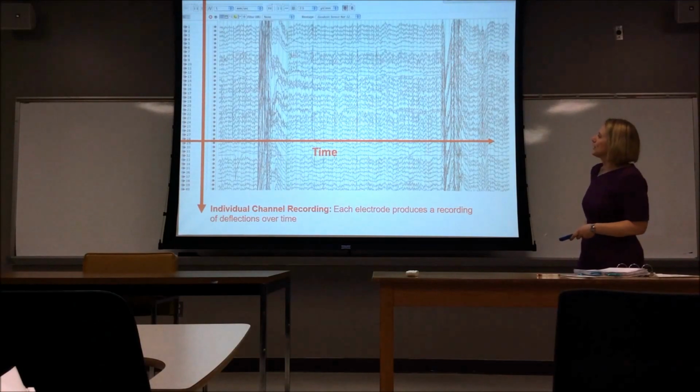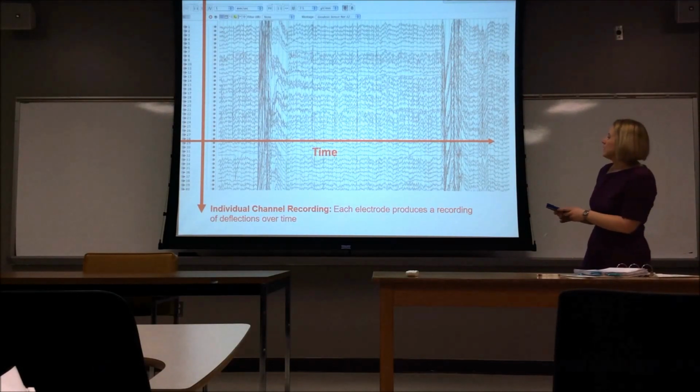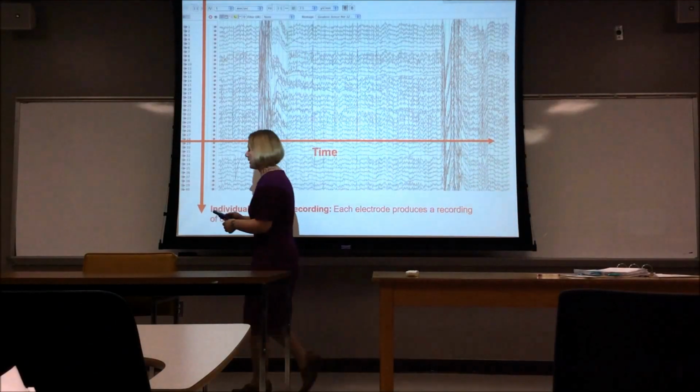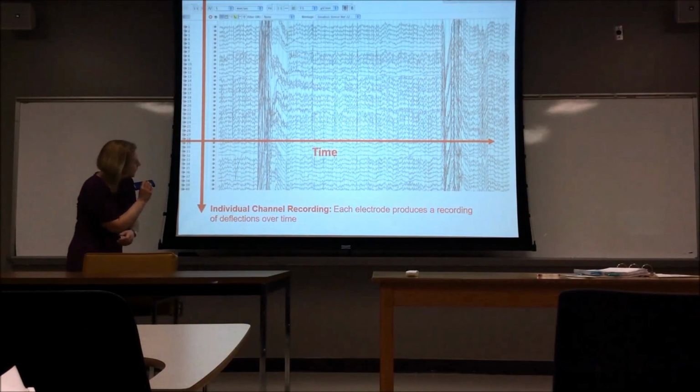Individual channel recordings. Each electrode produces a recording over time. I have 40 out of my 128. And so let's look at channel 38 here. We're going across time, a lot of time. How much time are we going across? 5 millimeters per second. A lot of time.